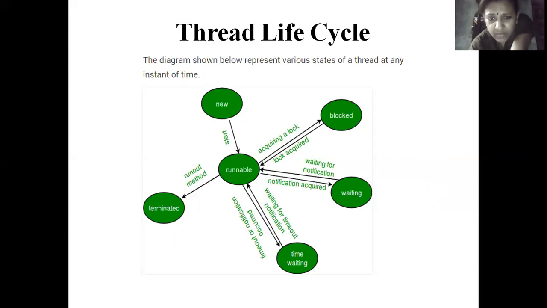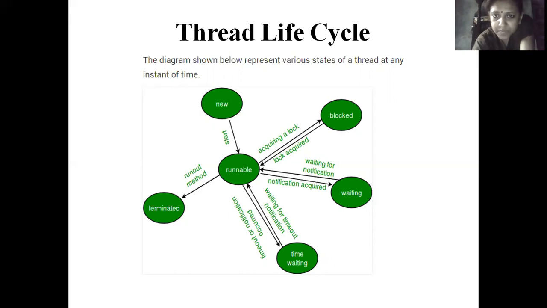Threads can also have their own time slot, meaning that only during that time can they run. For that, it can go to the timed waiting state also. So there are several states a thread can be in. States of threads can be different, like new, runnable, terminated, blocked, waiting, timed waiting, etc.